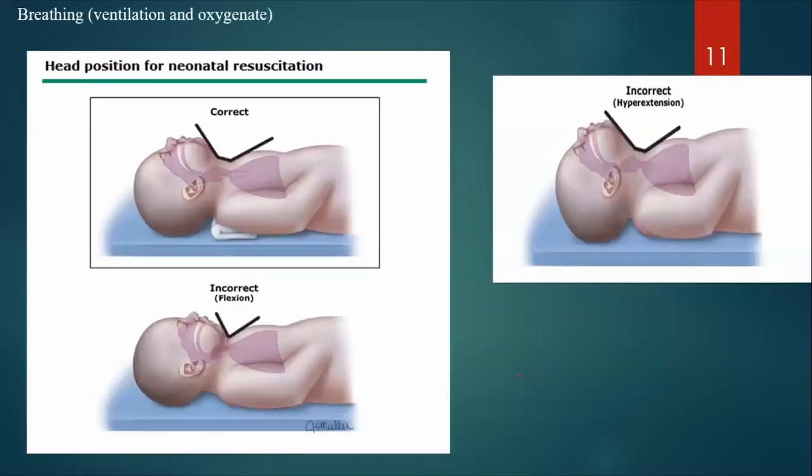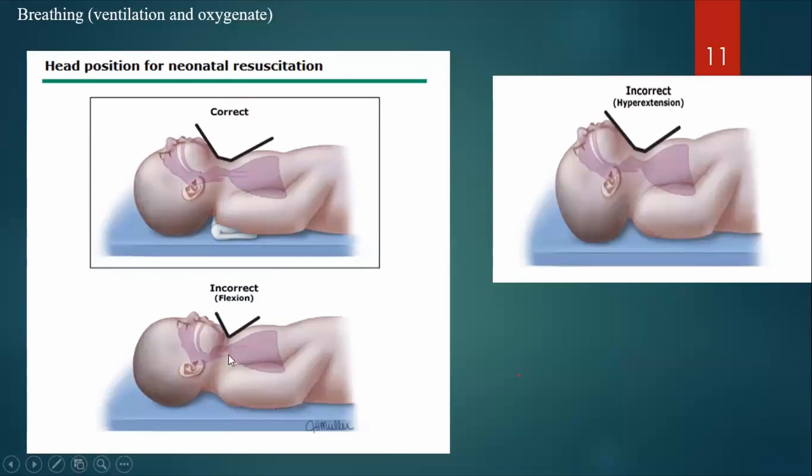Before administering positive pressure ventilation, you should make sure of the positioning of the child. As you can see, you have three positions here. In the first position, you can see the oropharynx, the pharynx, and the trachea are in alignment, which will be able to deliver effective positive pressure ventilation since the airways are open.